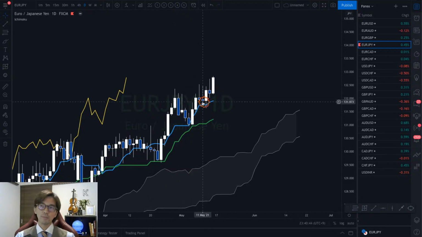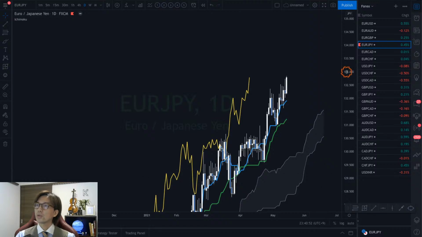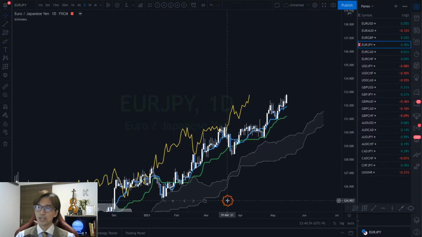I was looking for the buy chance on Euro JPY last Friday or yesterday, but I wasn't able to take a trade because I wasn't able to find the edge to take trades.